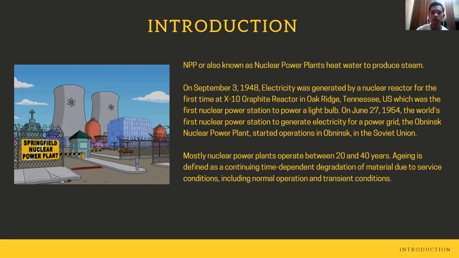On June 27, 1954, the world's first nuclear power station to generate electricity for a power grid, the Obninsk nuclear power plant, started operations in Obninsk in the Soviet Union. Most nuclear power plants operate between 20 to 40 years. Aging is defined as continuing time-dependent degradation of material due to service conditions, including normal operation and transient conditions.